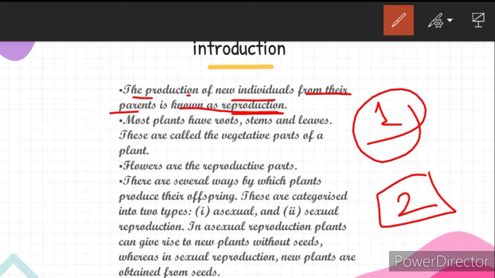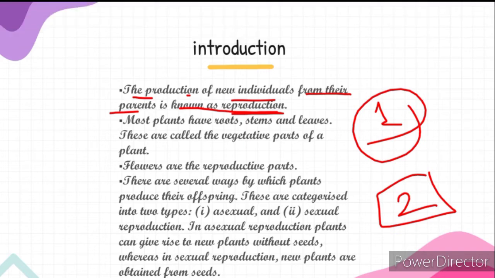All living organisms reproduce, be it humans, elephants or microorganisms. They will reproduce, because if they stop reproducing, their species will come to an end. When I say the species will come to an end, this means that if humans stop reproducing, then what will happen? New humans will not come to life. And then there will be one day when all the humans on earth will die, and then our species will come to an end.